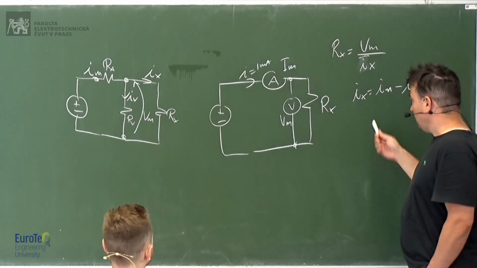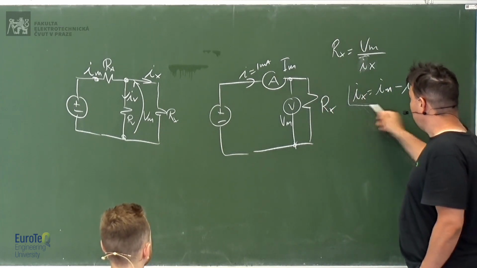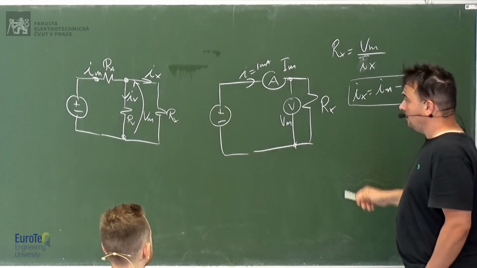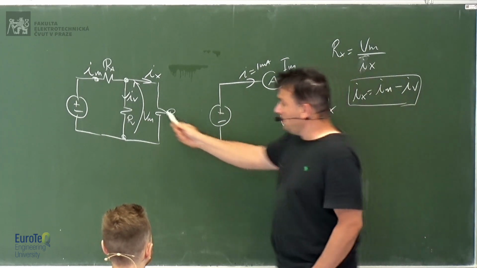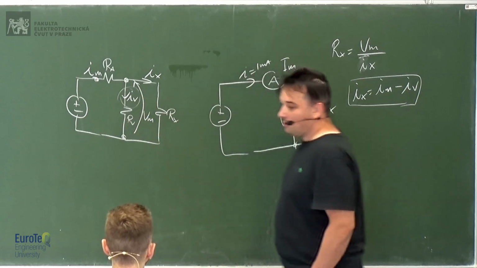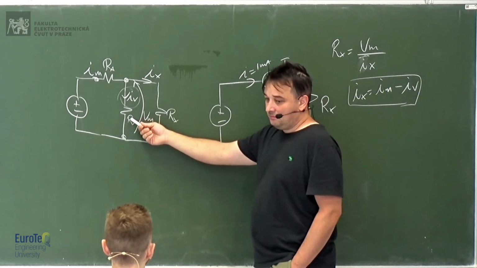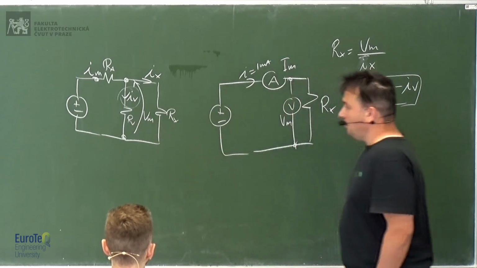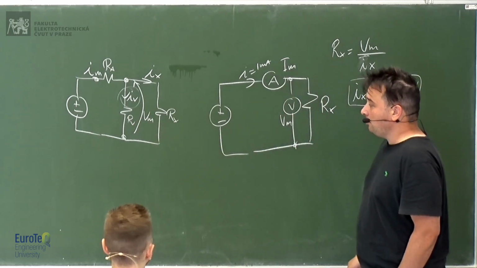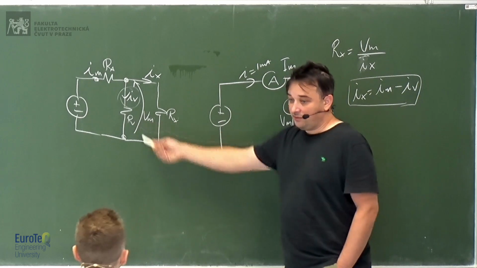Okay. So this is something, the error introduced in your measurement by the voltmeter is something that you can estimate. Why? Because typically you know the value of the input impedance of the voltmeter.